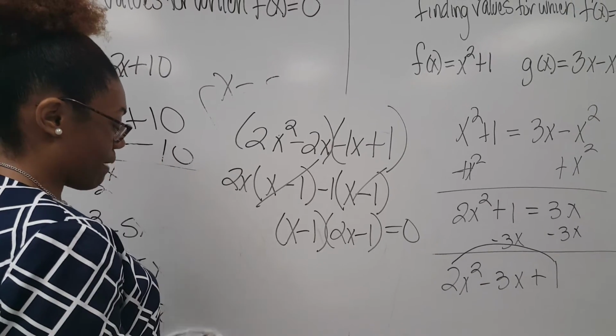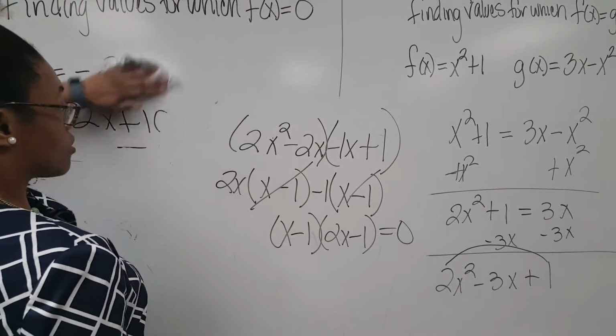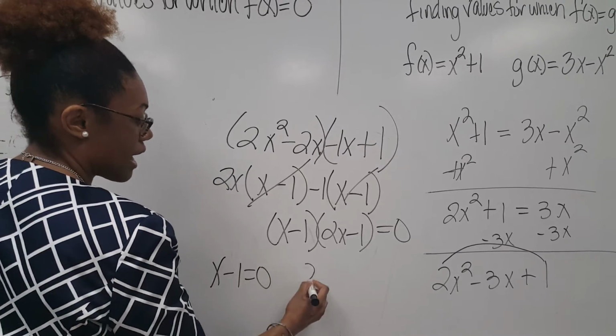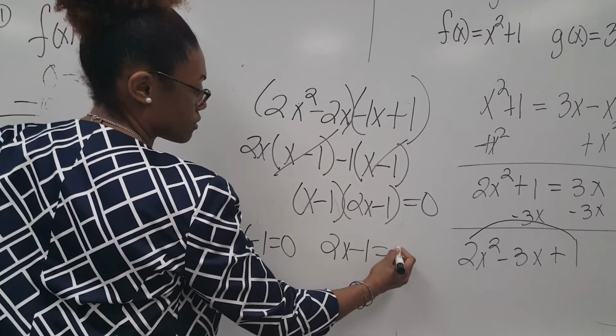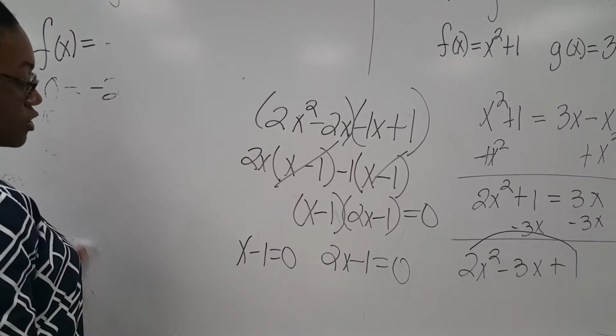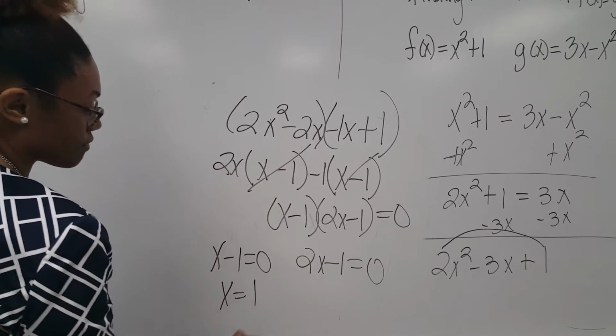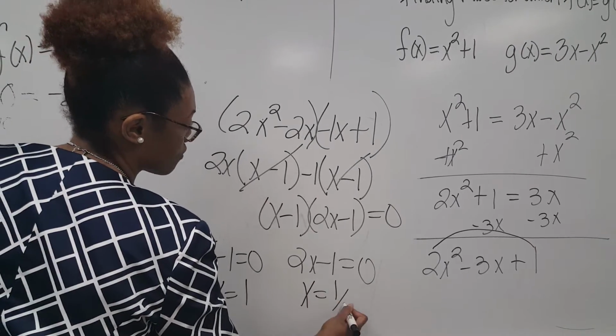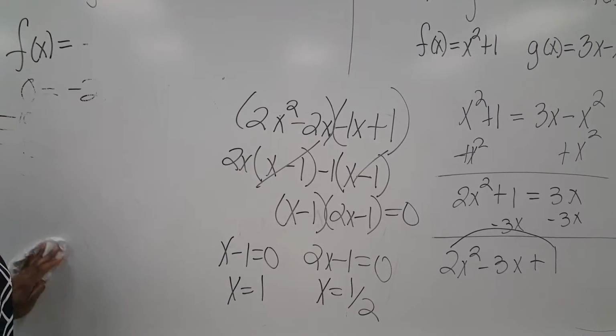So now I set my two factors equal to 0. So x minus 1 equals 0, and 2x minus 1 equals 0. So my first answer would be x equals positive 1, and my second answer would be x equals positive 1/2 when you solve.